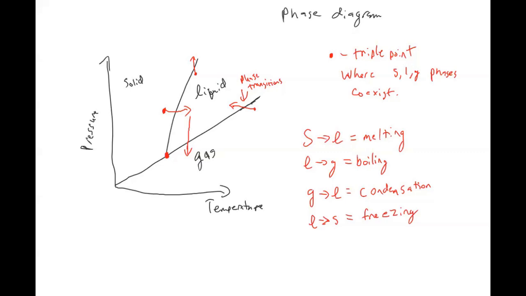So you guys are all familiar with these phase transitions, right? But looking at this diagram, is it also possible to go straight from a gas to a solid or vice versa? So does anyone know what those two transitions are called? Yeah. So solid to gas is sublimation. And what about the other one? So gas to solid is called deposition.